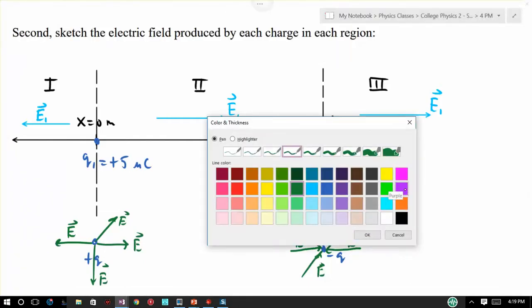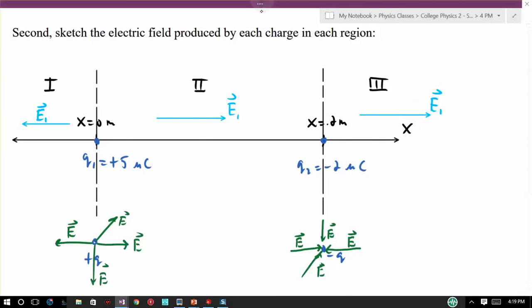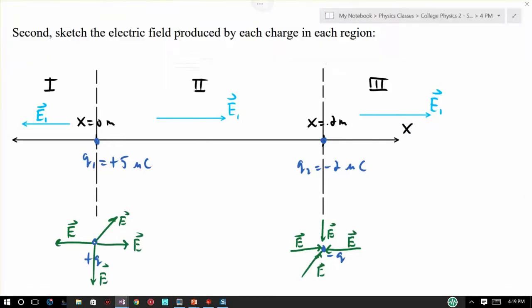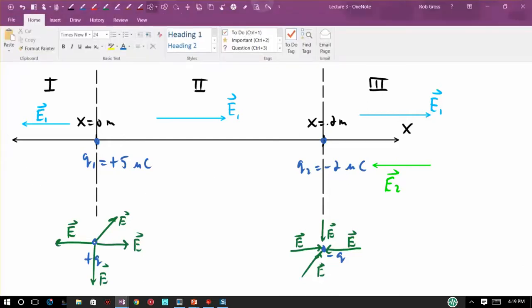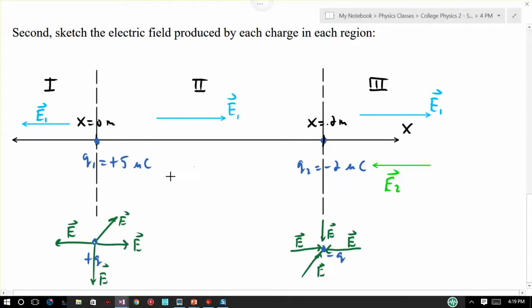I'm just picking a random color. Let's pick this color. All right, so for region 3, for charge 2, once again, these are really on the x-axis, but it's really hard to see if you draw them both on the x-axis, so just draw them below and above the x-axis. But that's the field for charge 2 in region 3, and charge 2 and charge 1 are both to the left of charge 2. So therefore, the field is towards it, like this.